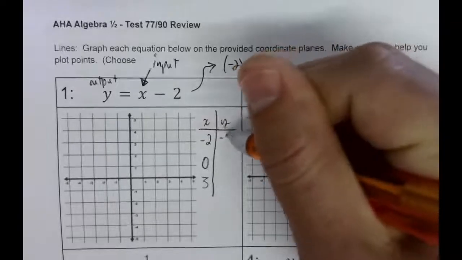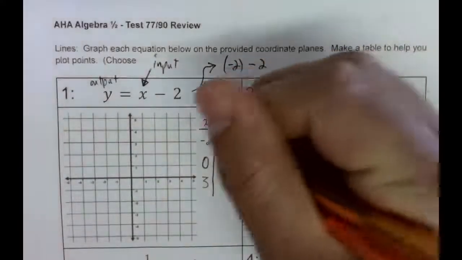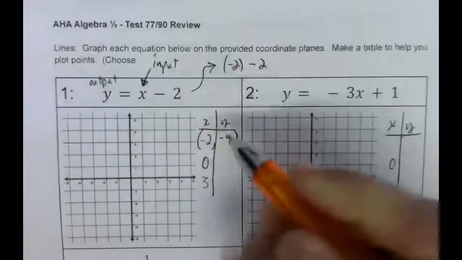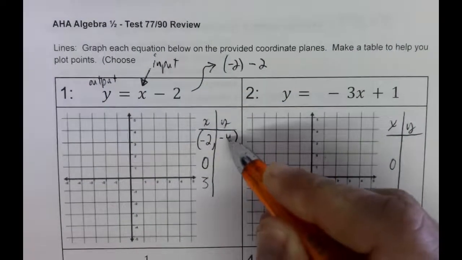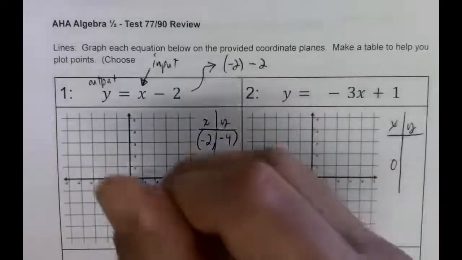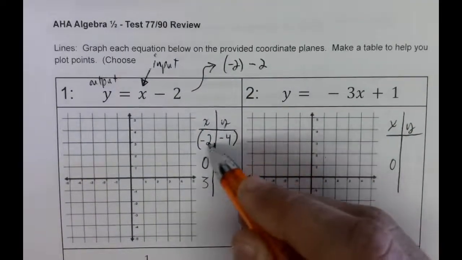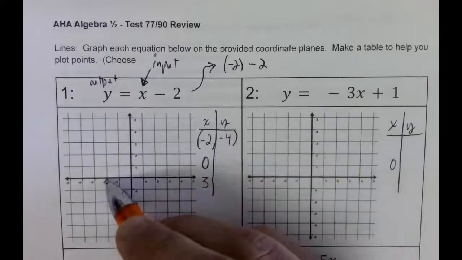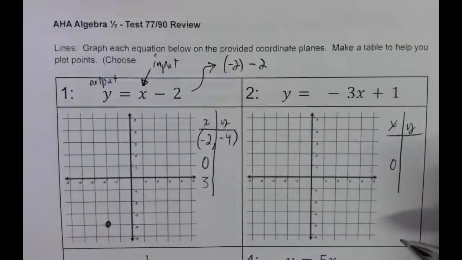That's going to give me -4. Well, what does that mean? Again, this is an xy table, but it's a relationship between the x and y. When x is -2, y is -4. That represents a solution to this equation, and therefore it represents a point on the graph. So I'm going to plot it. -2 on the x means I'm going to go left 2. -4 on the y means we're going to go down 4 from there. So this would be the point that we're looking at.